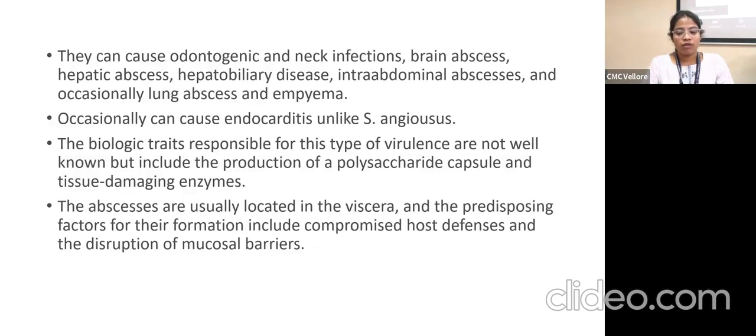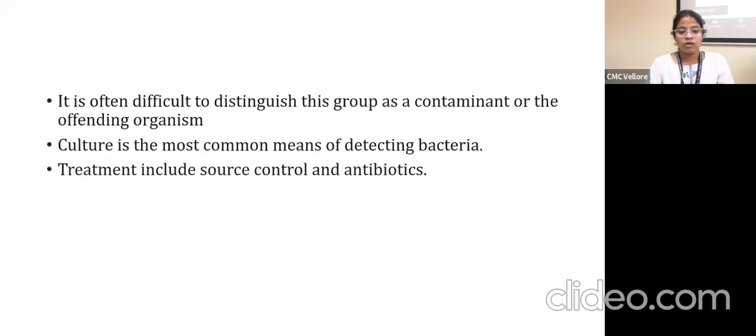The exact cause of the virulence of this organism is not yet known, but there is documentation of production of polysaccharide capsule and tissue-damaging enzymes. The abscesses are usually located in the viscera, and the predisposing factors for their formation include either compromised host defenses or disruption of the mucosal barriers. When a patient comes with fever and bacteremia and we take cultures, it is usually difficult to distinguish this group as a contaminant or an offending organism.